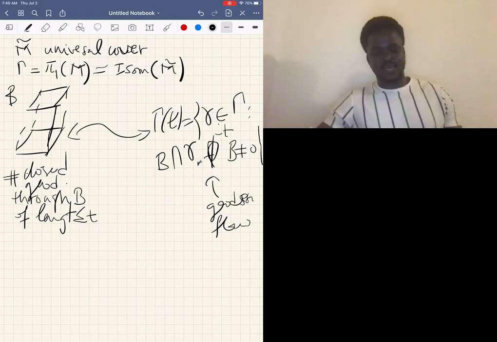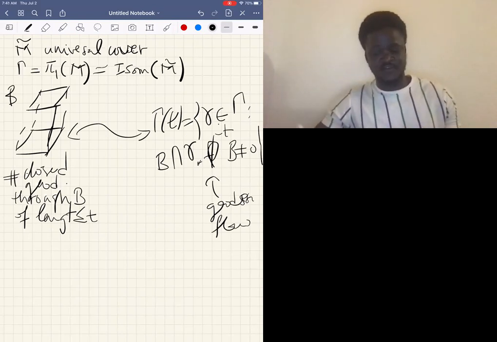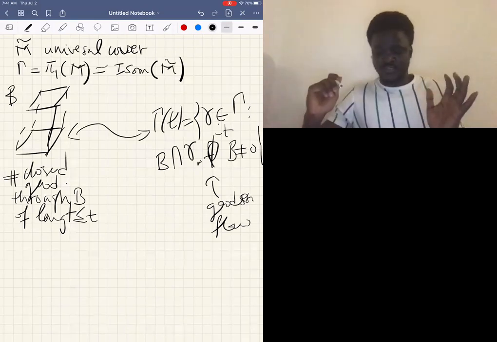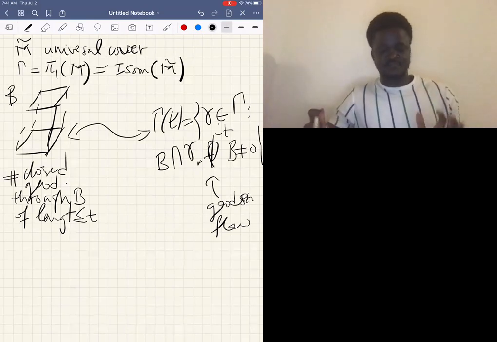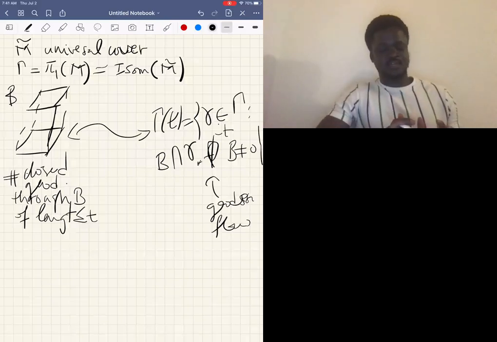And see that, okay, I'm taking B in the manifold, but think of it as lifted in the universal cover. And then you have gamma that is acting on the universal cover, the elements of isometries. Okay, so there is a nice bijection between the number of closed geodesics that are going through this set B.